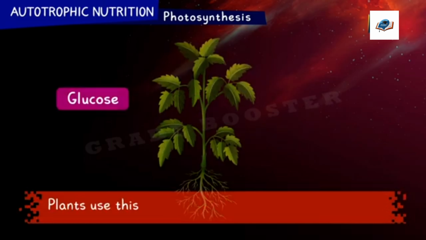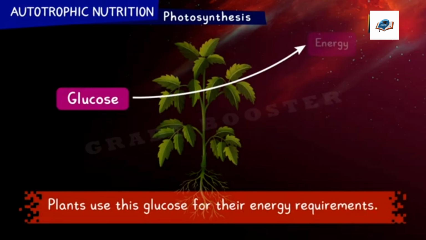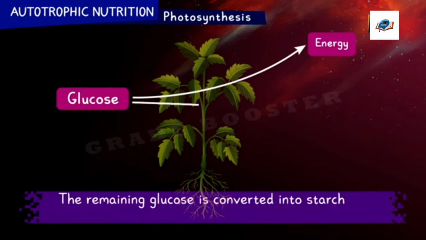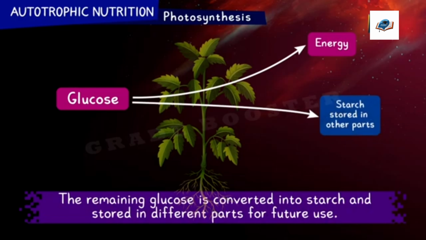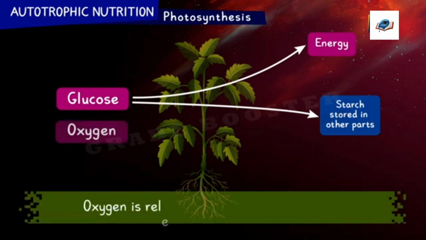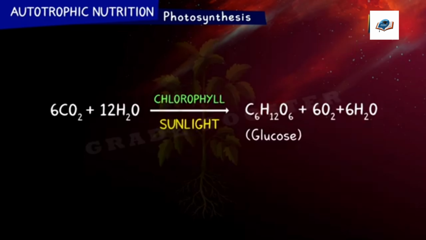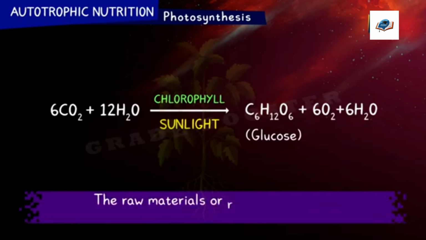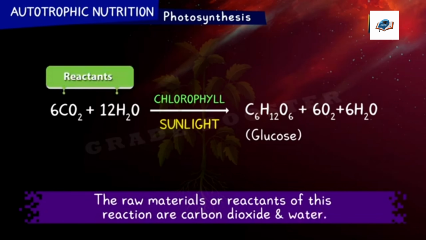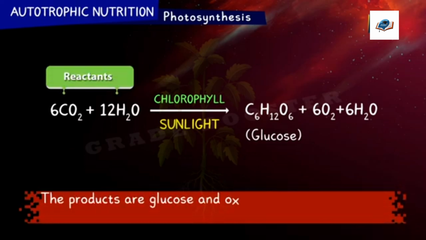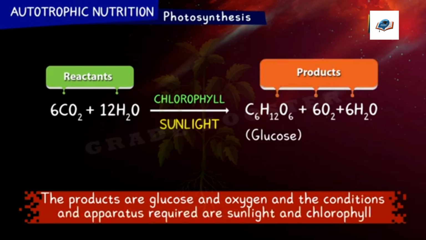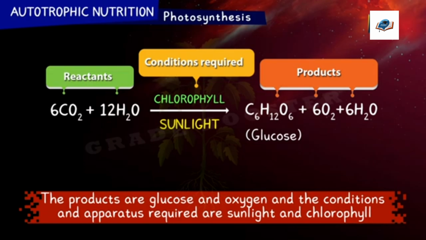Plants use this glucose for their energy requirements. The remaining glucose is converted into starch and stored in different parts for future use. Oxygen is released out into the atmosphere. So from this equation, we can understand that the raw materials or reactants of this reaction are carbon dioxide and water. The products are glucose and oxygen, and the conditions and apparatus required are sunlight and chlorophyll.